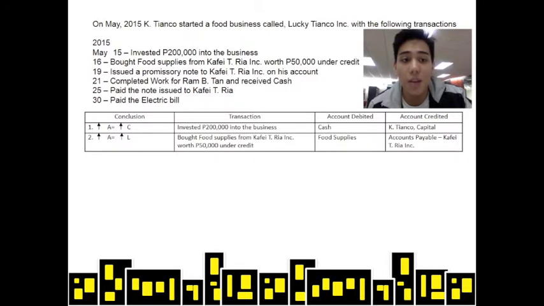So now let's talk about your debit and credit. Since you're gaining an asset, which is your food supplies, you put it under debit. And since you're gaining a liability, it's under credit, which is accounts payable, and the company, which is Cafeteria Inc.